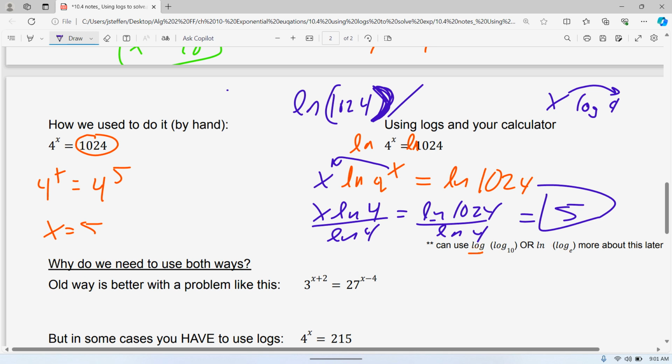Now again, you can use log. You could also use log base 2 on both sides or log base 8 on both sides. It's just that the log base 8 button's not on your calculator. And so natural log and log are just their actual buttons. You don't have to search for them. You don't have to do anything too complicated. So that's why we use either of those. And I'm going to stick with the natural log.